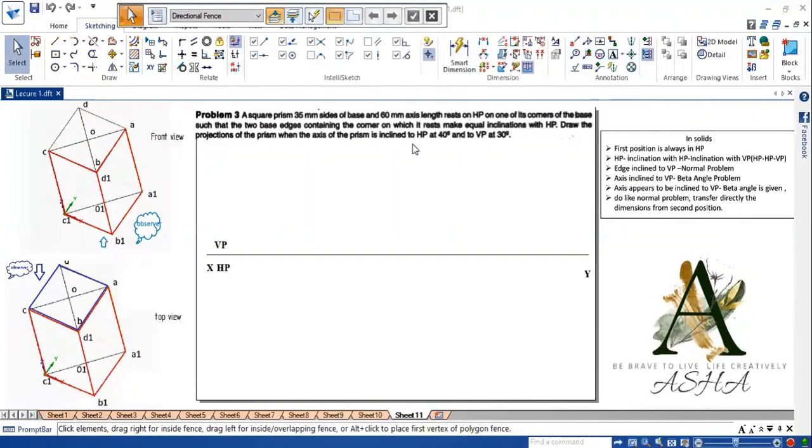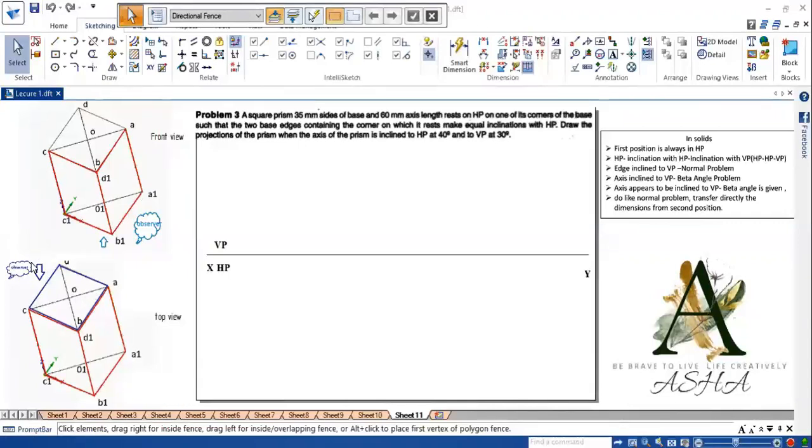So first we know that it is resting on HP. So we start the first position below the XY line, and it is resting on one of its corners. One of the corners should come to the extreme right position. So here the corner A is the one which is resting on HP. And when viewed from the front, A1 is visible, B1 is visible, and C1 is visible. D1 and O1 will be hidden.